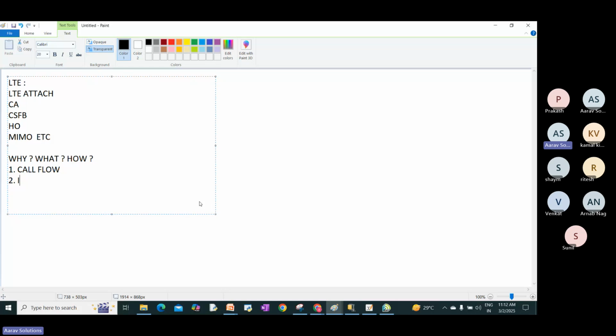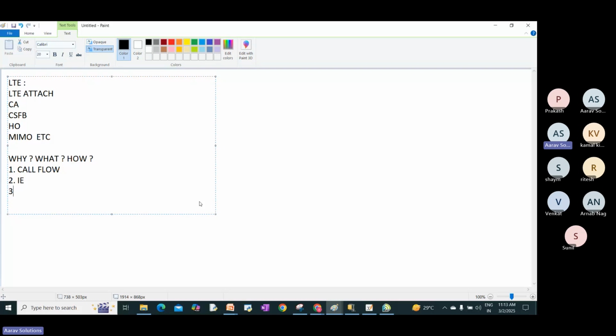The second thing is the information element. Information elements are what these messages are carrying. Suppose we send a request to the network, and the network replies with the response to that request. We have to understand the significance of those information elements. I will show you in the tool as well.